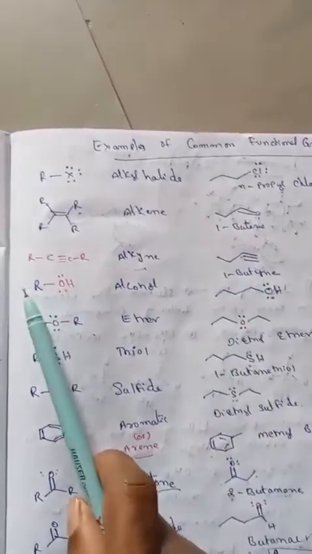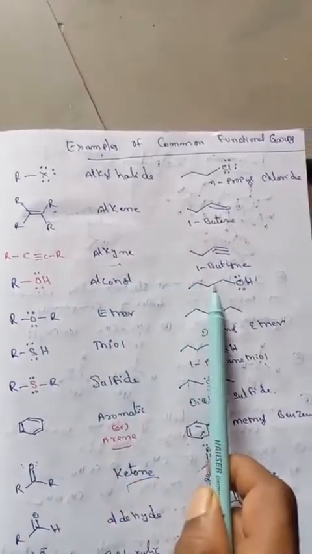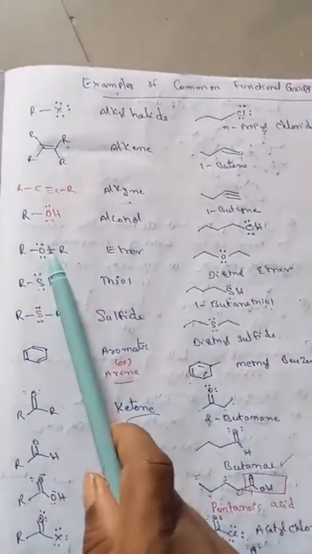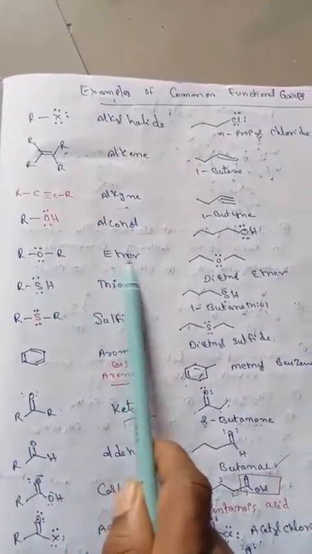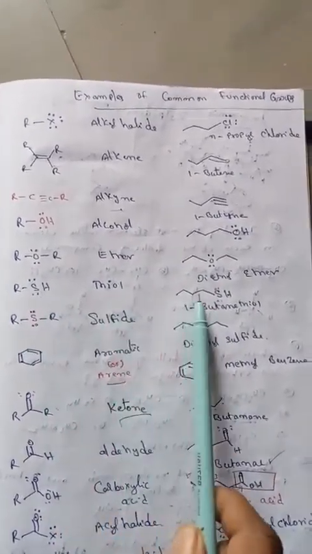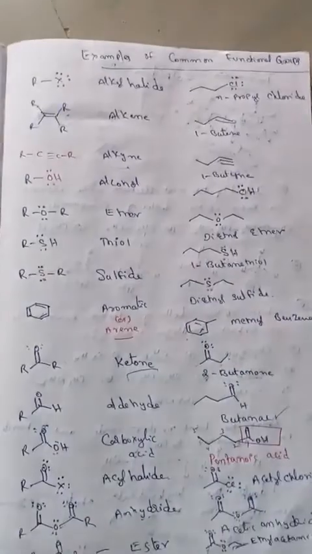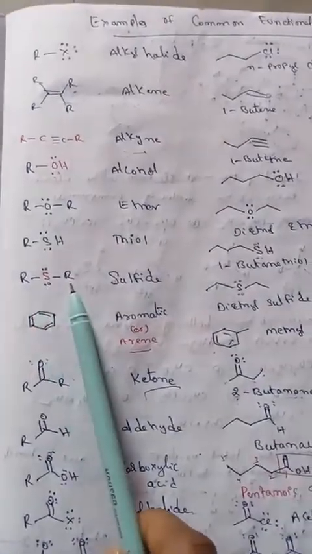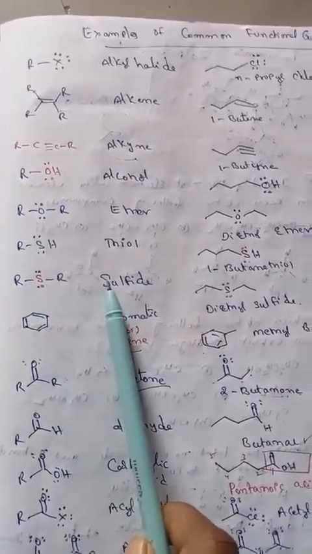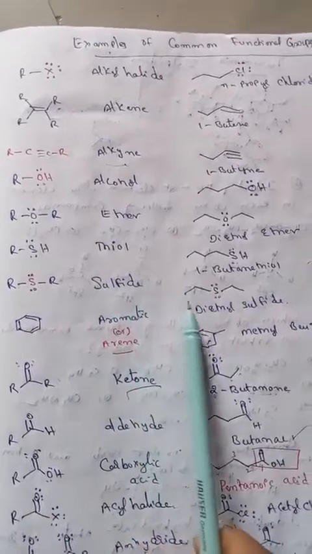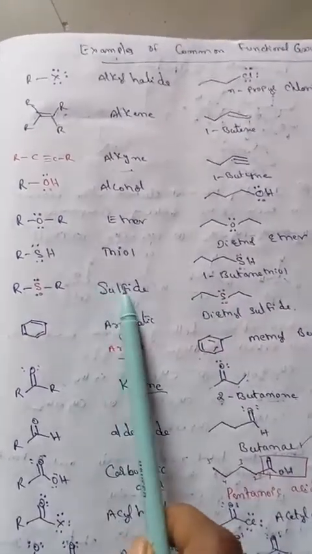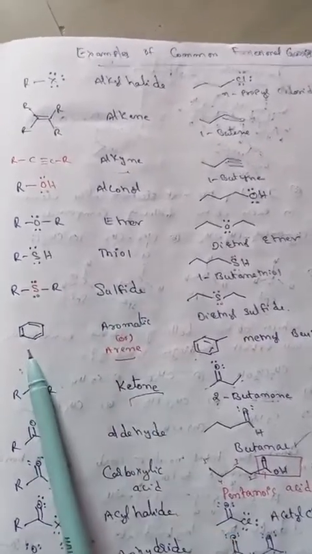Example 1-butyne. ROH, alcohol. Example 1-butanol. ROR, ether. Very important, two lone pairs of electrons are there on ether, and diethyl ether is an example. RSH, thiol. Example 1-butanethiol. And RSR, thioether, the common name is sulfide. Example diethyl sulfide or dimethyl sulfide. These sulfides are very important in the ozonolysis reaction.